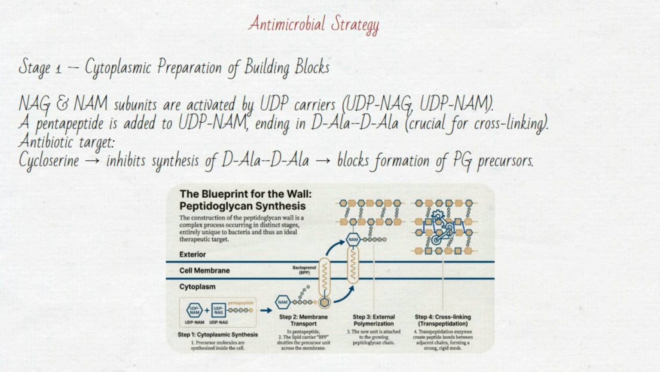A pentapeptide is then added to UDP-NAM by sequential transfer of amino acids, and that's where we find that D-ala-D-ala dipeptide, which is critical for cross-linking. The two terminal alanine residues are added as this dipeptide. The antibiotic cycloserine inhibits the synthesis of that unique D-ala-D-ala dipeptide block, the foundational piece. You stop the dipeptide, you stop the whole wall.